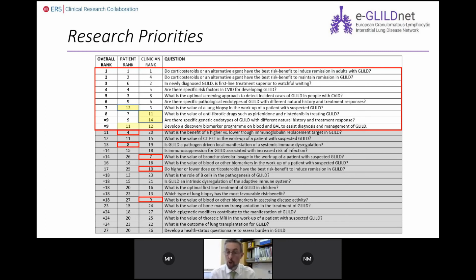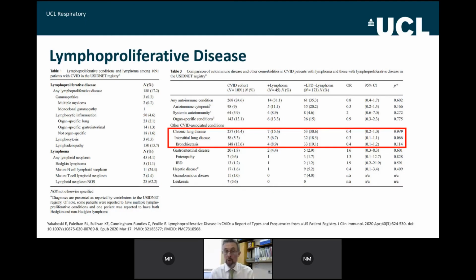But there are an awful lot of unanswered research questions, which is a network we hope to be able to address. Finally, then, just to touch on lymphoproliferative disease, because lymphoma can occur in the lung in people with CVID.